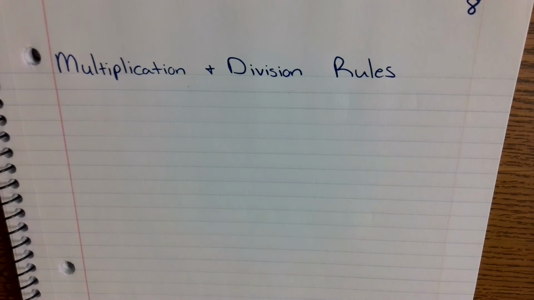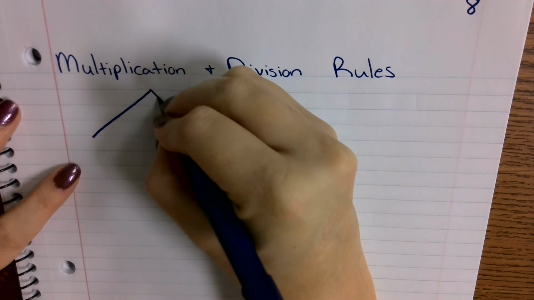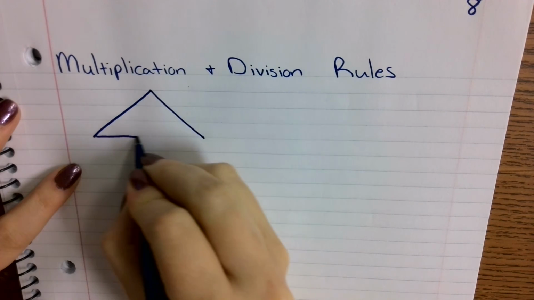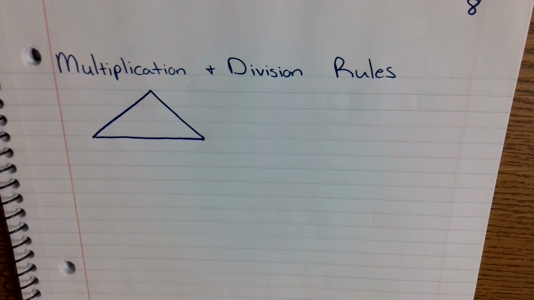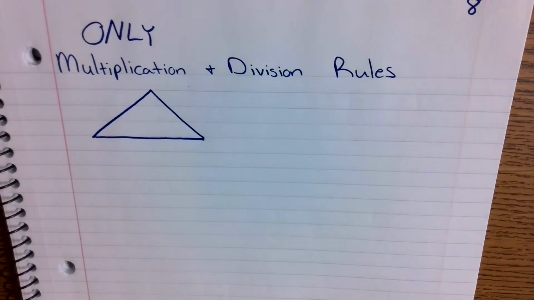All right, multiplication and division rules. With multiplication and division, what I'm about to show you only works for multiplication and division. If you try using this with any other operation, you're going to wind up getting it wrong. So please remember that this is only for multiplication and division.